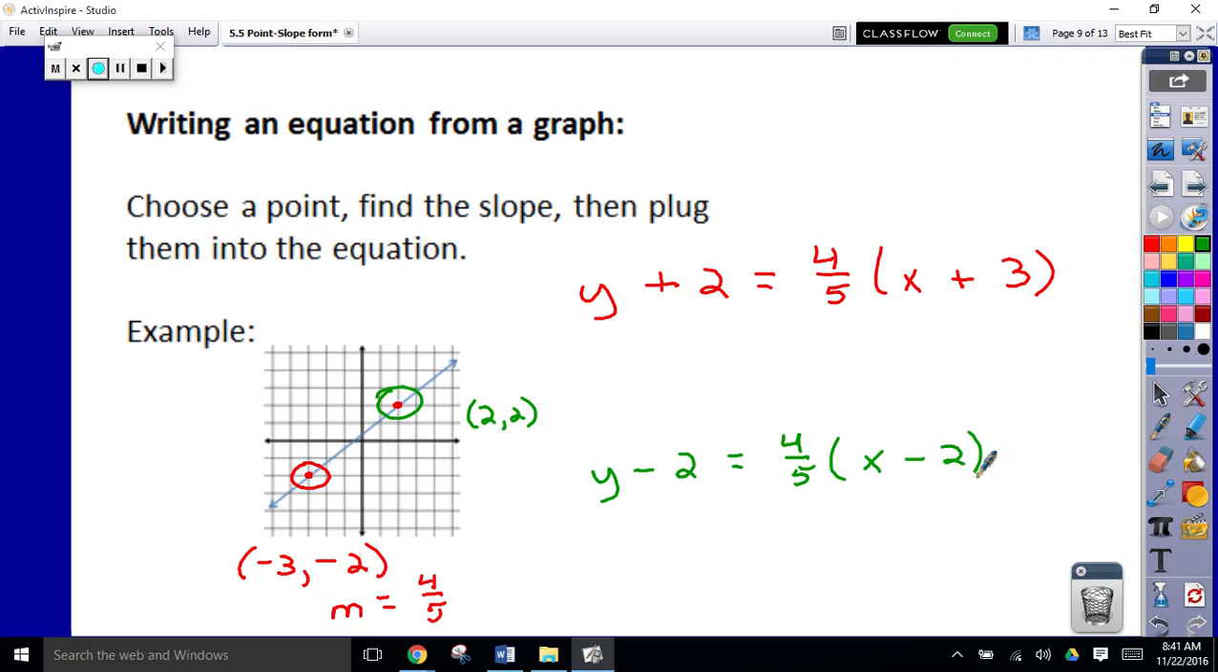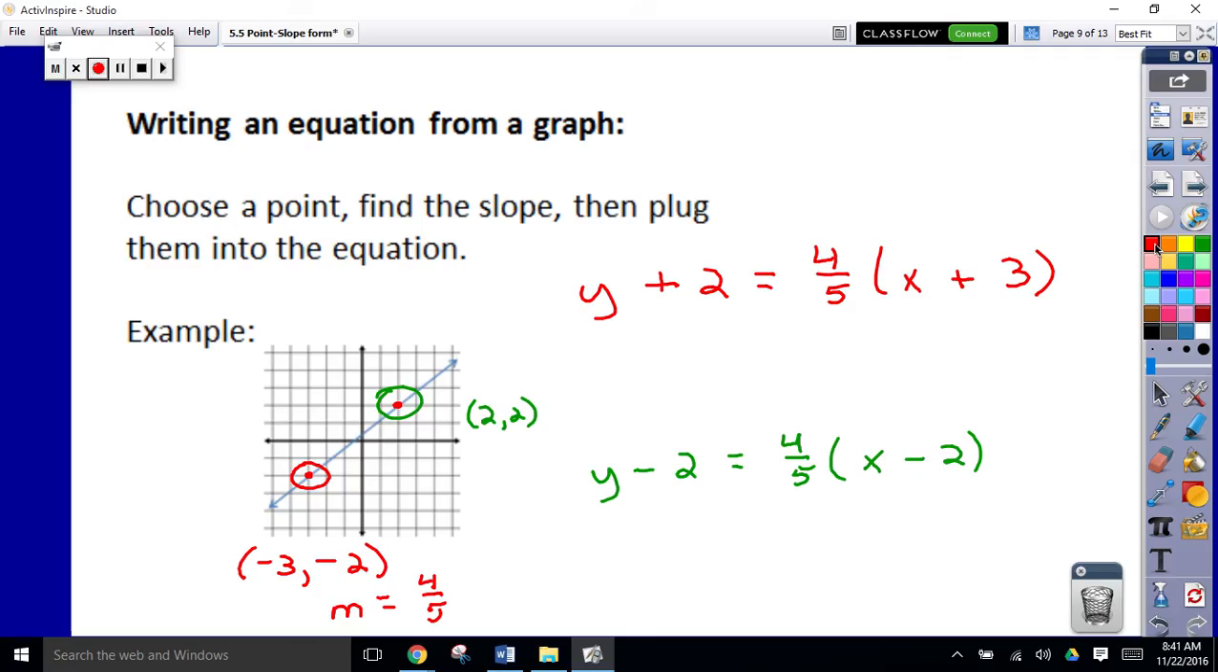Lacey, question? Because this is a positive slope, it's going upward, not downward. And if we go from a point on the left to a point on the right, we're going up 4, right 5. Okay. Now, let me show you why this would be the same equation.